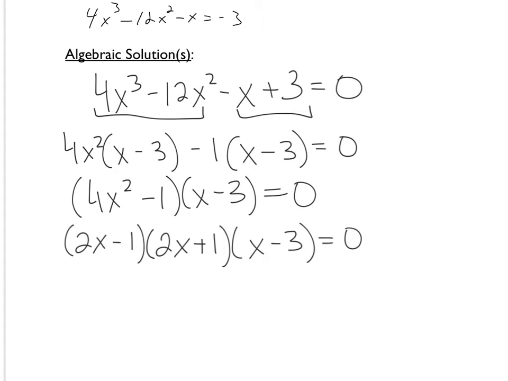So now setting them each to 0, we get x is equal to a half here, negative a half for the second term, and 3 for the third. So those are our solutions. Those are also our roots and x-intercepts since we set the function equal to 0.